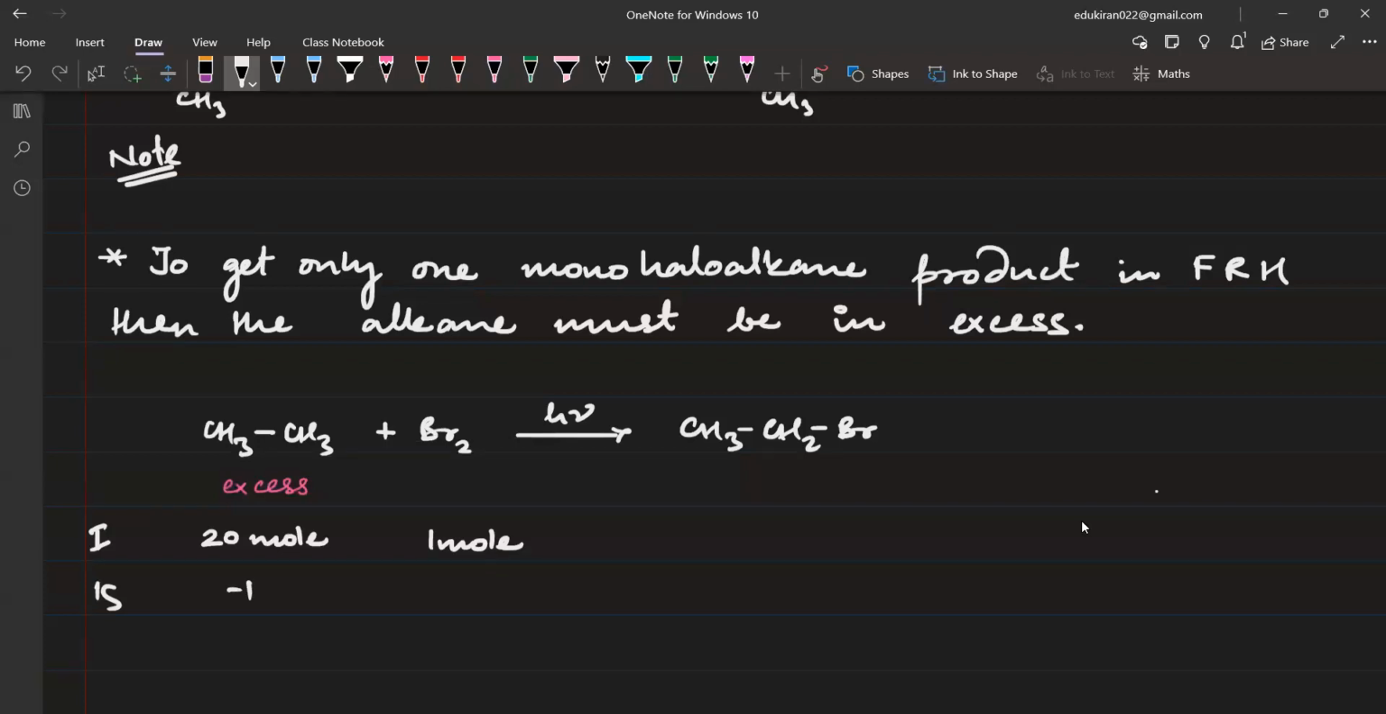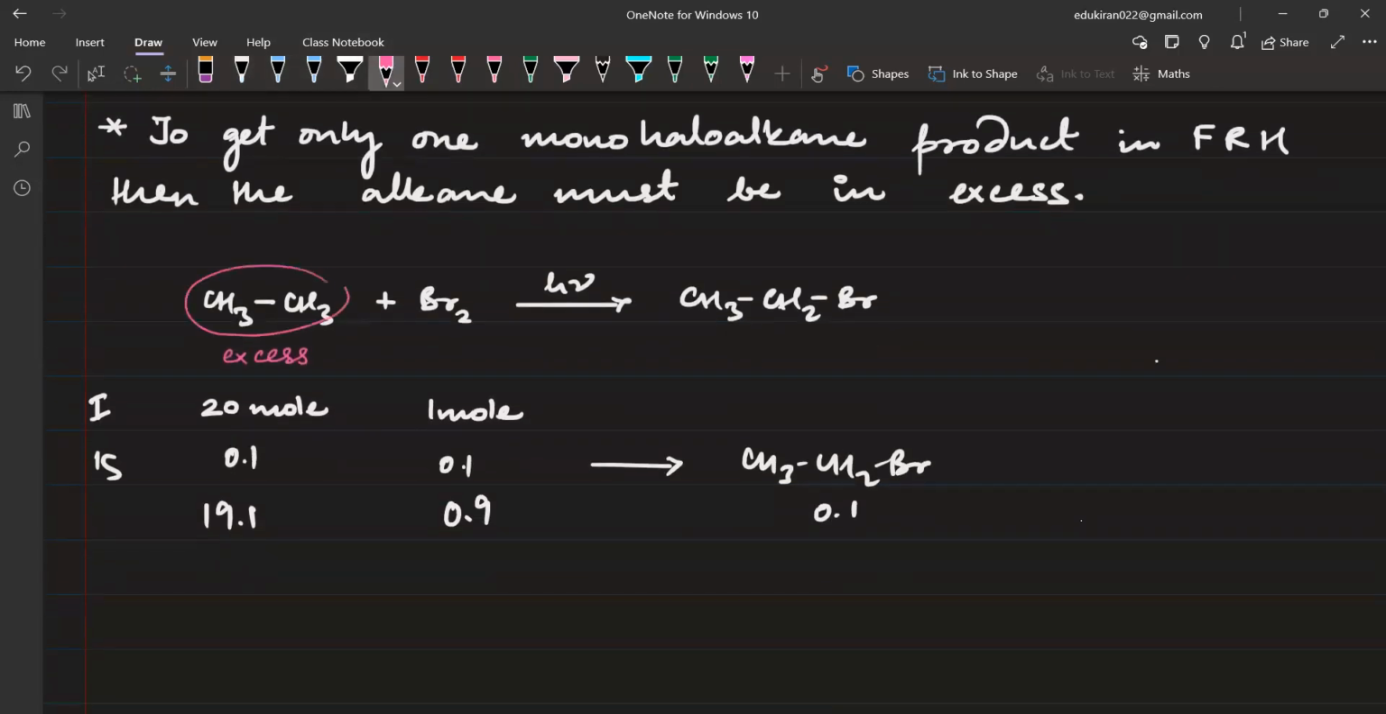It will decrease by one mole, -1. Or let us say it decreases even less, 0.1 mole decreases. Then you will get 0.1 of CH3CH2Br. But please note, the remaining amount of ethane is 19.1 mole, and the remaining Br2 is 0.9. What is the amount of remaining ethane? 19.1 mole. What is the amount of remaining Br2? 0.9. What is the amount of CH3CH2Br?